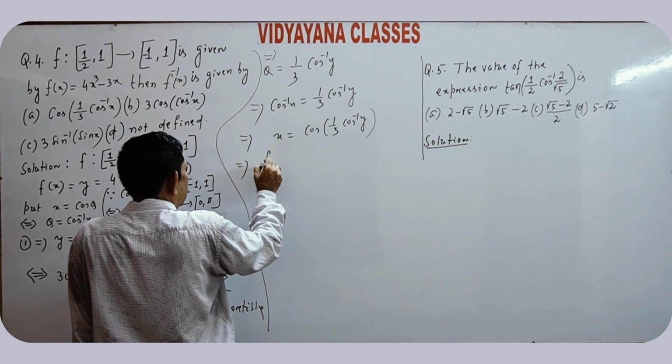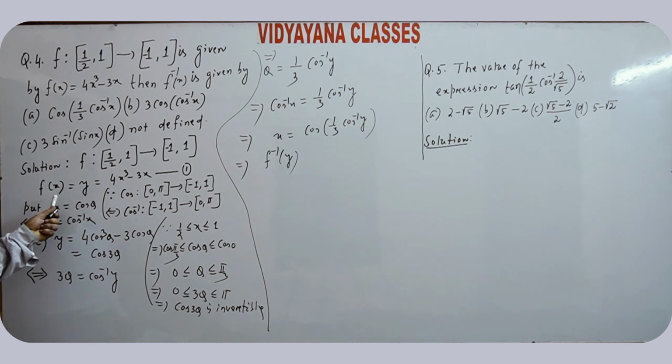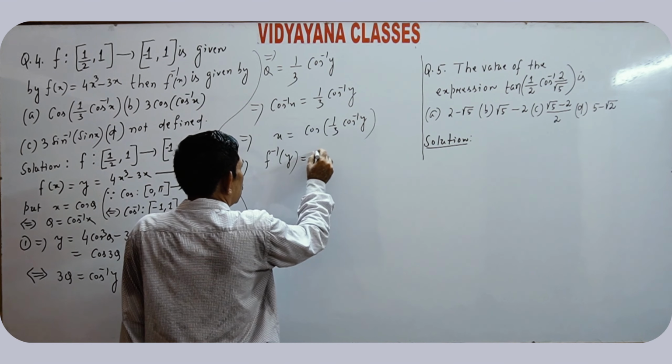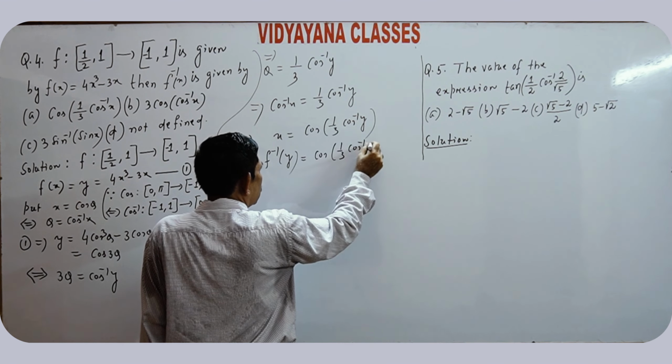X can be written as f inverse y. Y is equal to f of x, so x is equal to f inverse y, since f is invertible. Cos inverse cos of 1 by 3 cos inverse y.